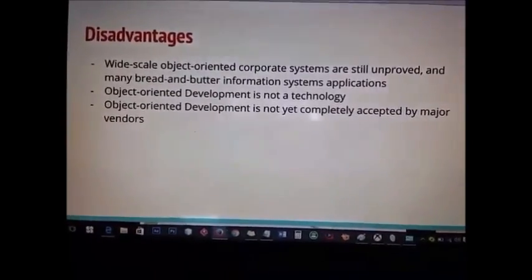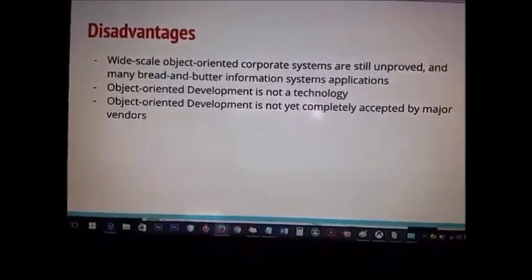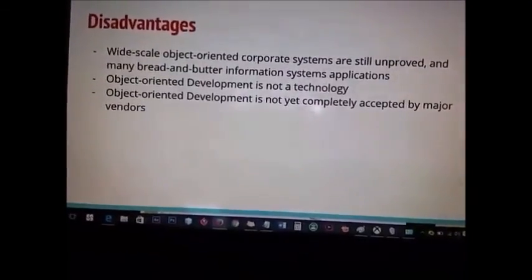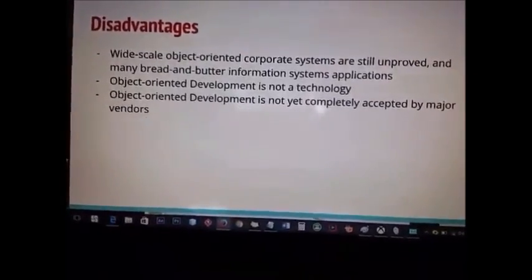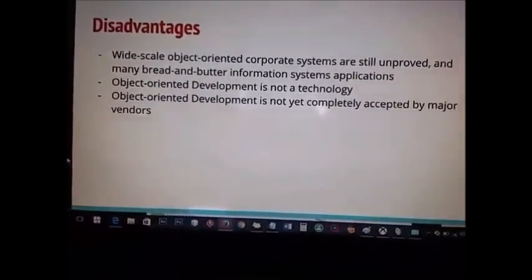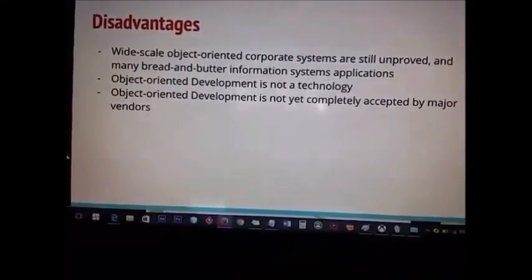The third is that object-oriented development is not yet completely accepted by major vendors. Object-oriented development has gained some market respectability, and vendors have gone from catering to a lunatic fringe to a respected market. Still, there are major reservations as to whether object-oriented development will become a major force or fade into history.